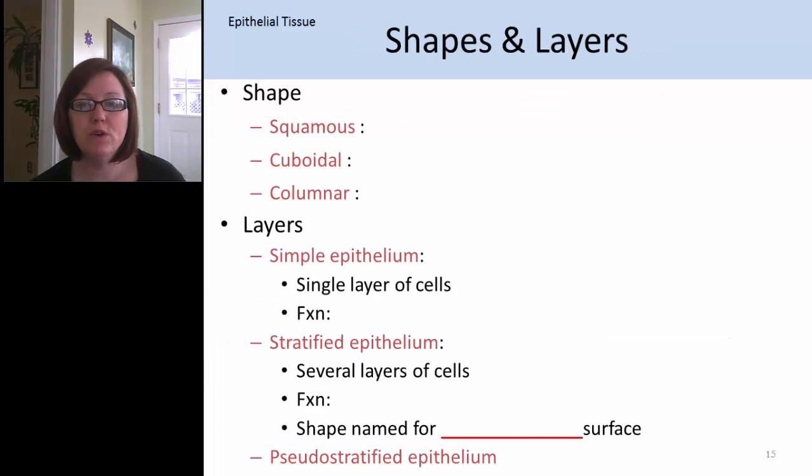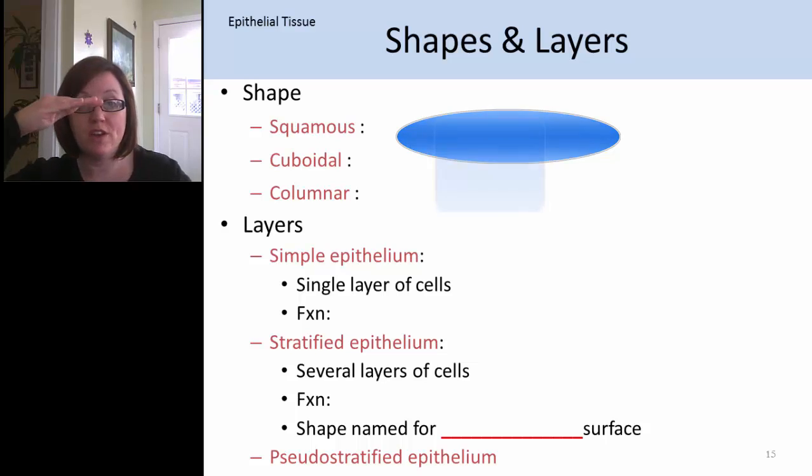When we look at epithelial tissues, we can classify them according to the shapes of the cells and the number of cell layers that we have. We're going to come across 3 cell shapes: squamous, cuboidal, and columnar. Squamous as in squished, as in flat.